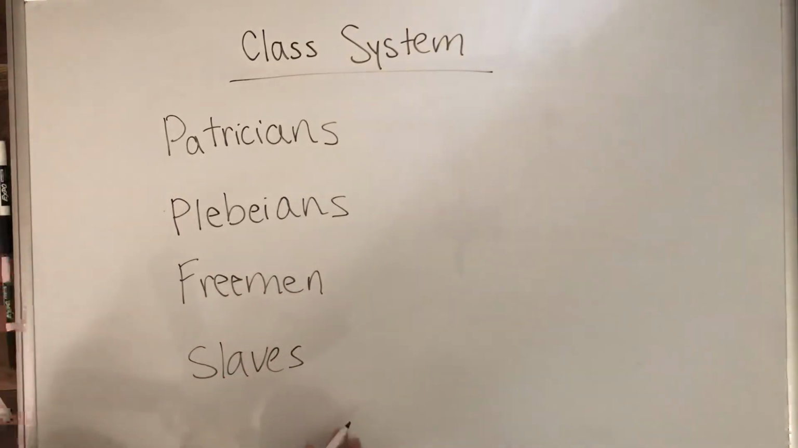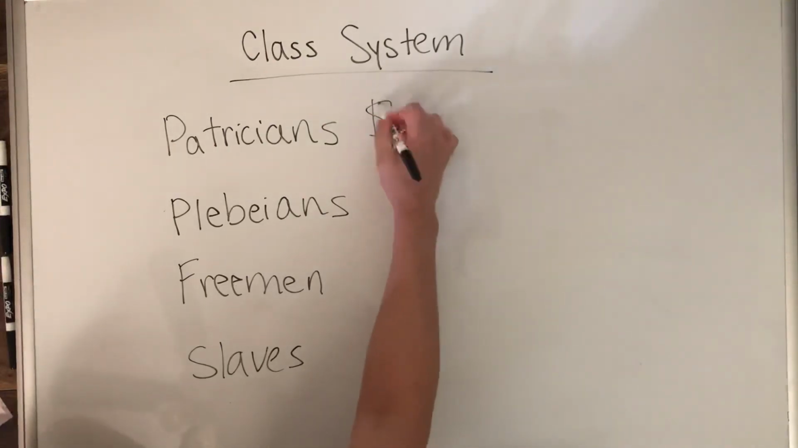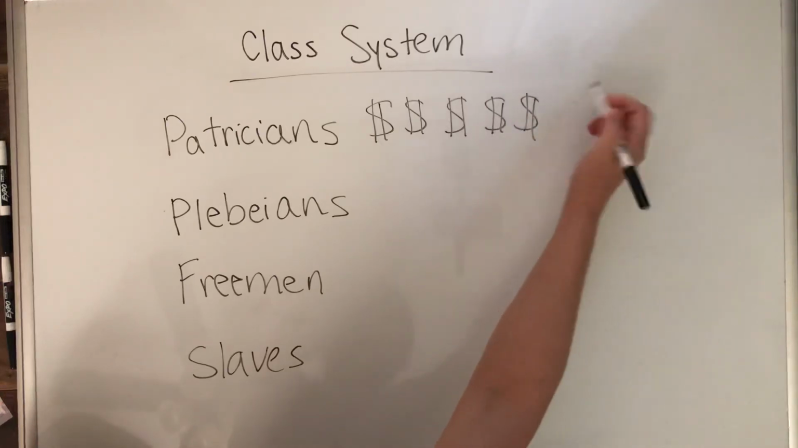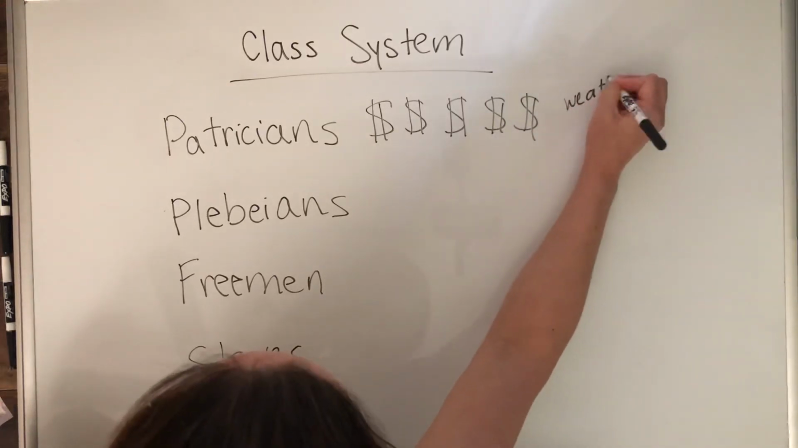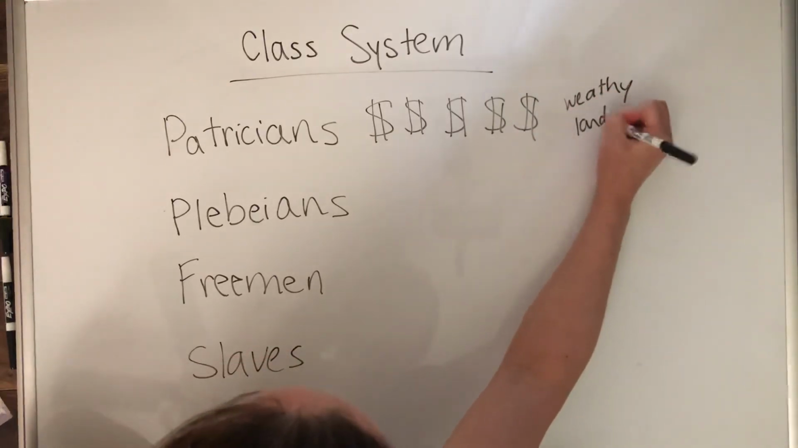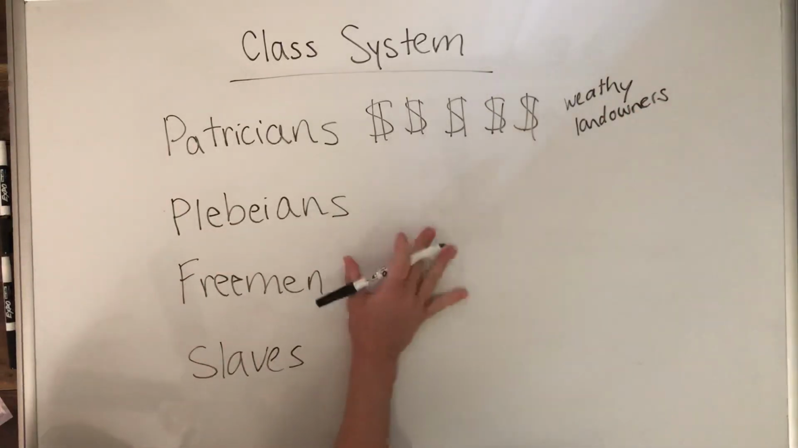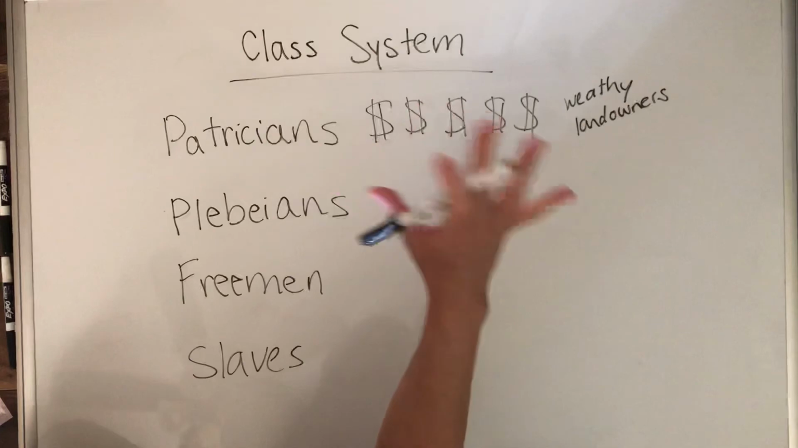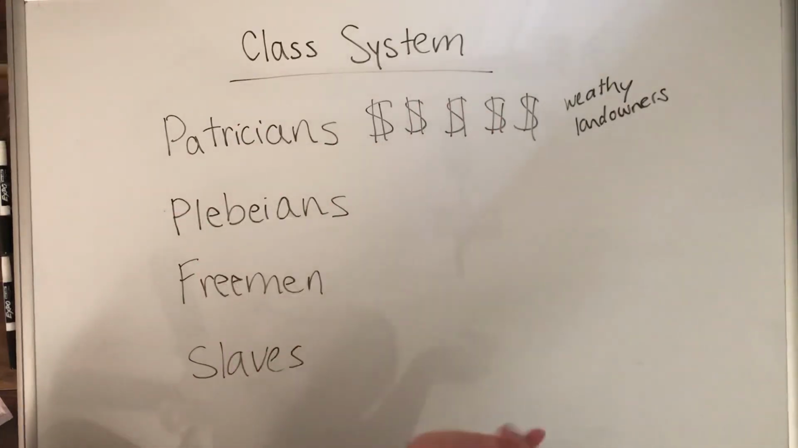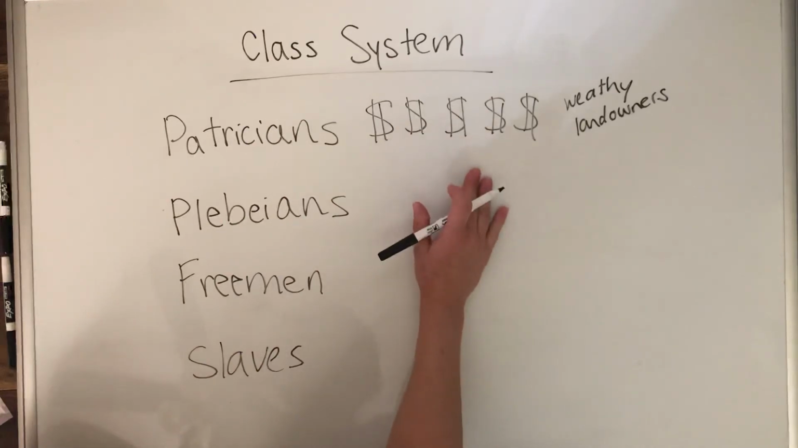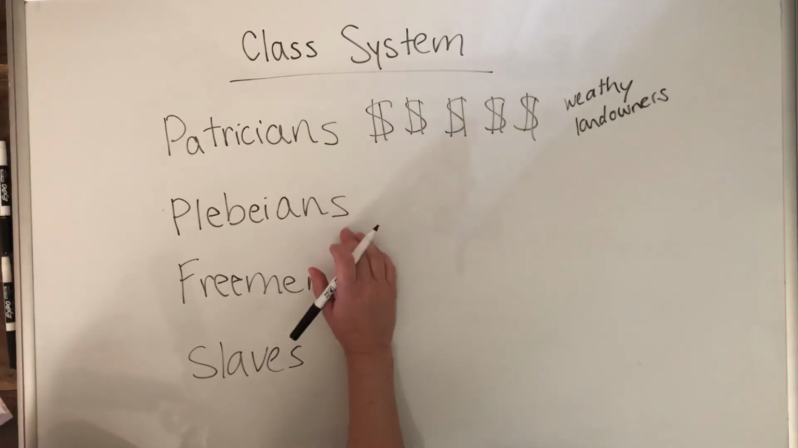So what do we know about the patricians? They had lots of this. They were wealthy landowners. They came from the original tribes that founded Rome. So basically their children became the landowners, and then their children became the landowners, and it was all about the patricians.